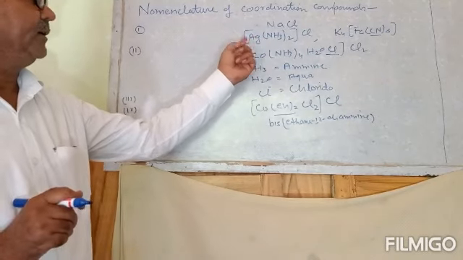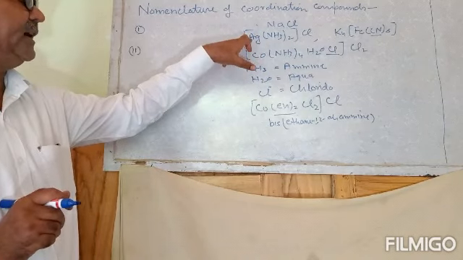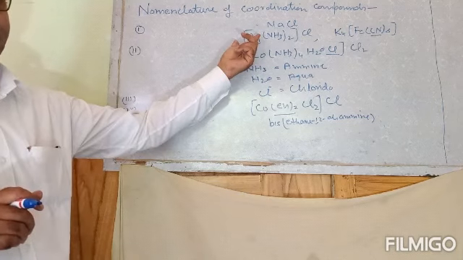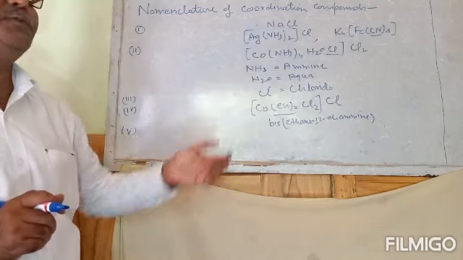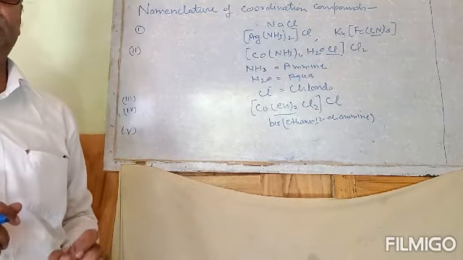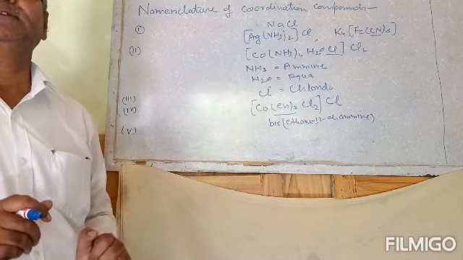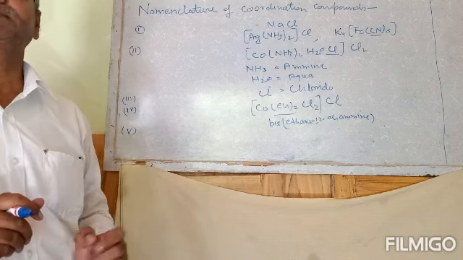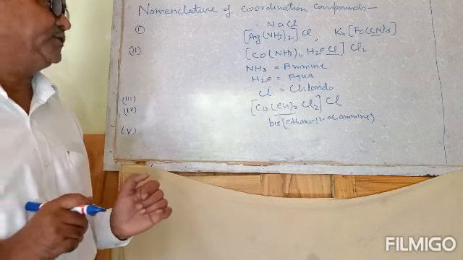Here, this is the cationic part and the central metal ion is present in the cationic part. It will be simply silver, right? So if the central metal atom or ion is present in the cationic part or in a neutral molecule, then it is named as the element: cobalt, chromium, and so on, silver, and so on.